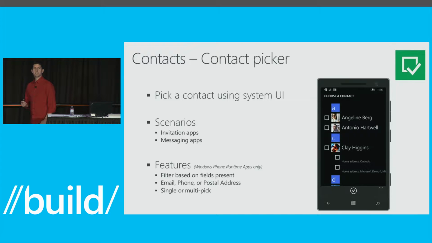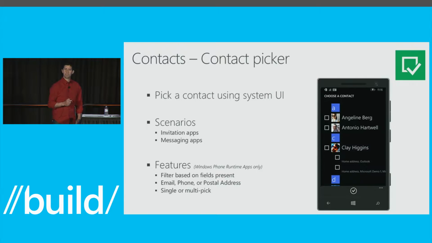Again, what that means is this is enabling an end-to-end scenario for your application that is easily completed with just a couple lines of code. In this case, that's picking a contact from the System UI. What you can see here in this screenshot is a list view of the user's contacts. You'll call an asynchronous API that brings up this list view, and then the user can select one or more of those contacts, depending on whether you enabled multi-select.